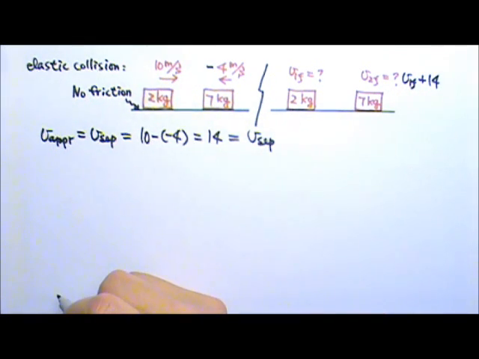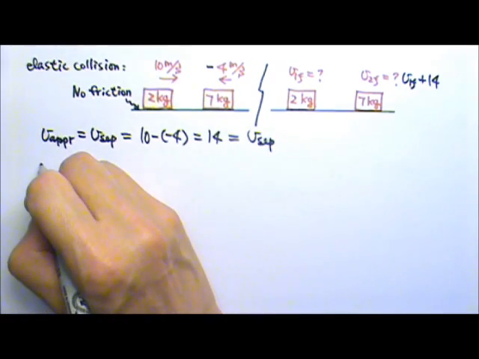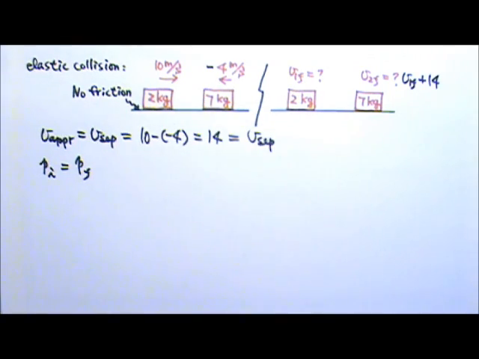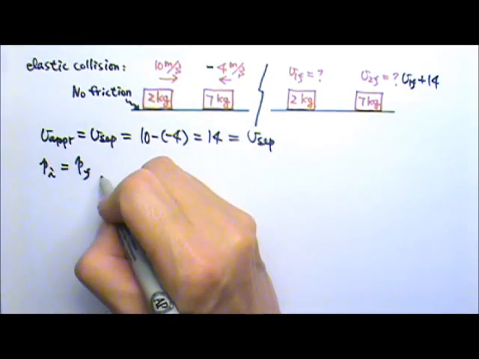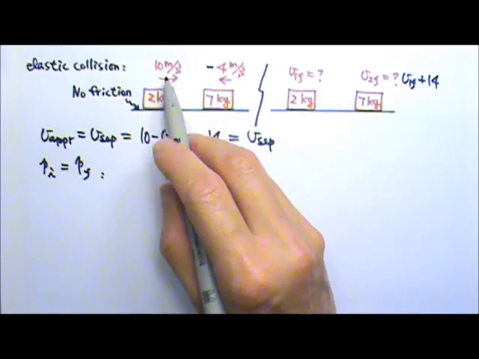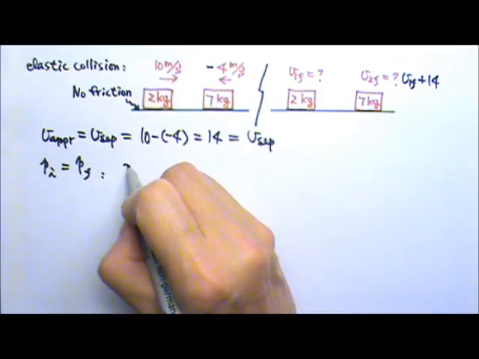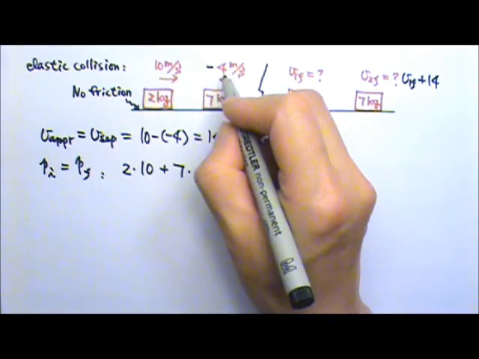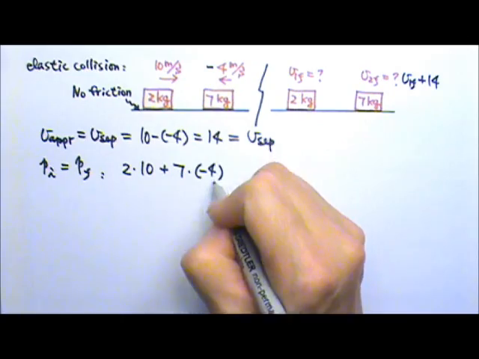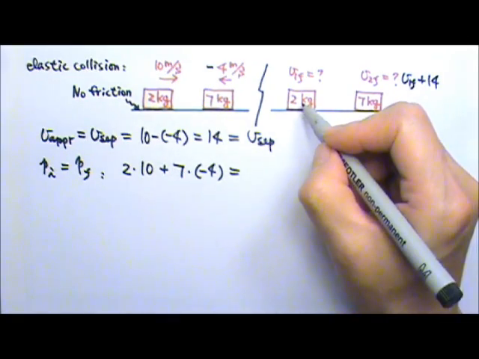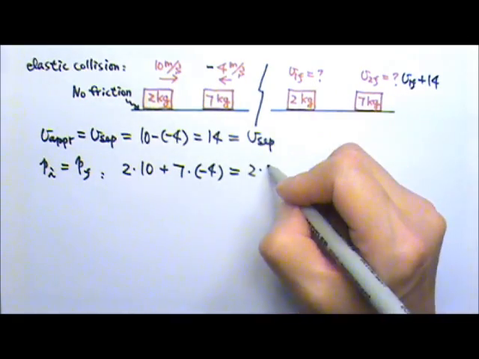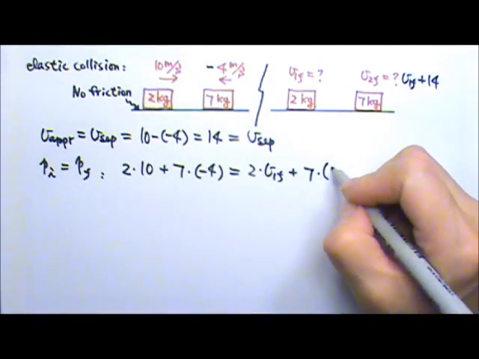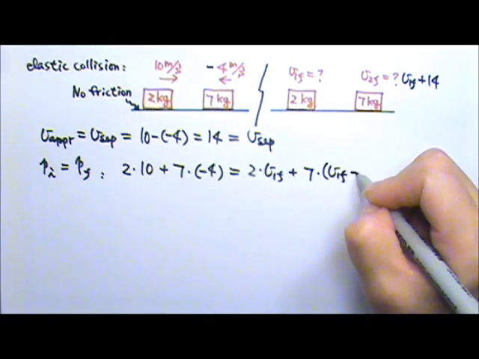And what is that equation we should write? It's better to write the momentum conservation. It's going to be easier than the kinetic energy conservation. So let's see. Initially, the two blocks have momentum, mass times the velocity, plus the mass times the velocity, which is negative 4. And afterwards, we have mass 2 kilogram times velocity v1f plus 7 kilogram times velocity v1f plus 14.